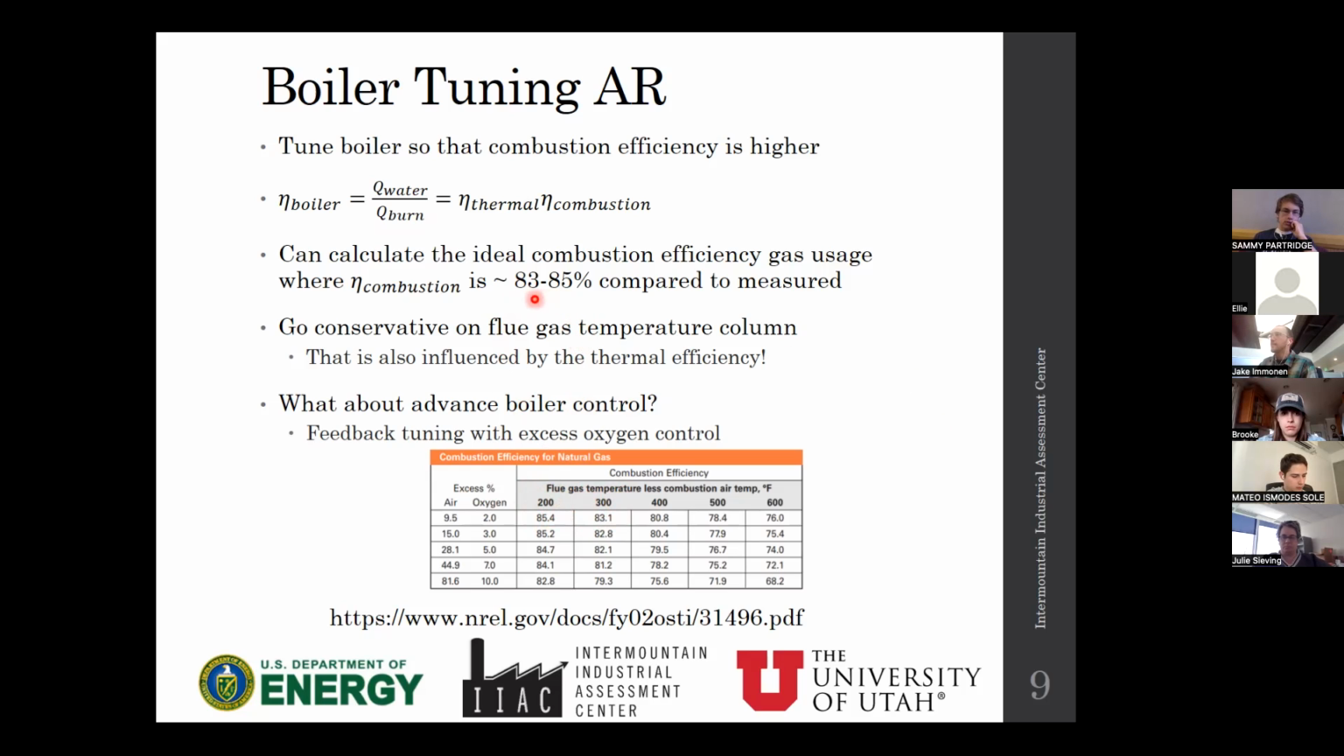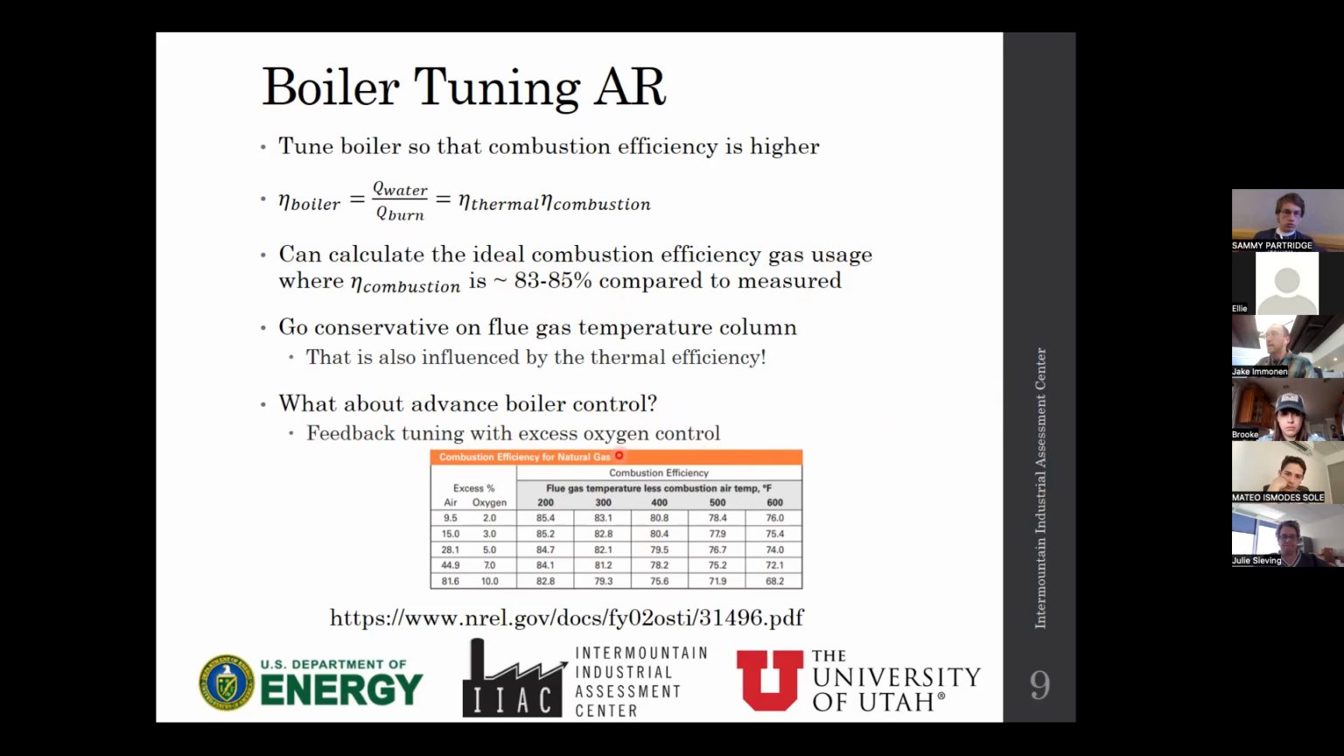So what I'm suggesting is to use somewhere in this 83 to 85% range, with 85 being the max end. Okay, so that's boiler tuning. And then the other thing we can suggest, which is essentially the same thing, except it's online tuning. I'm just calling it advanced boiler control. I think there's probably a better name for it.